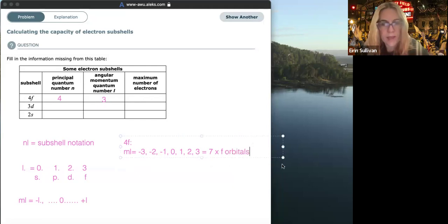7 orbitals. So how many electrons can you fit in an orbital? Well, you can fit 2 electrons in each orbital, one spin up, one spin down, so 2 times 7 is 14. So the maximum number of electrons you can have in any f subshell, whether it's the 4f or the 5f, would be 14.